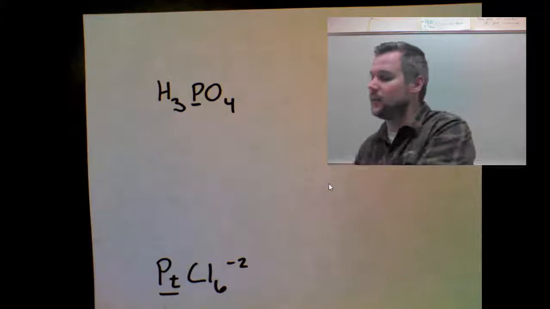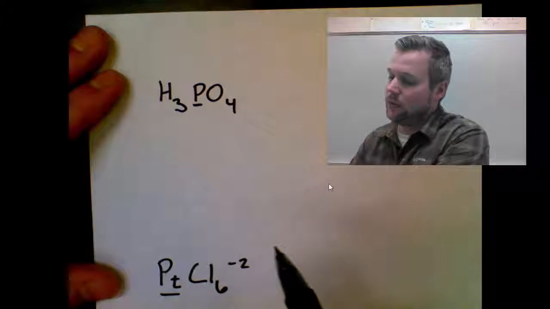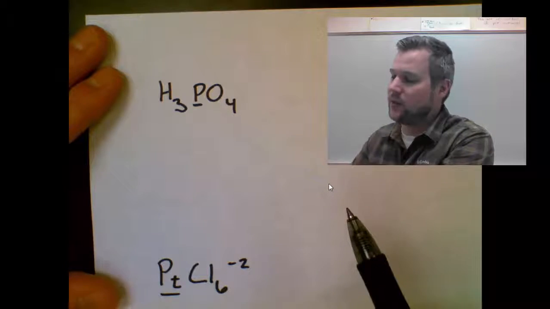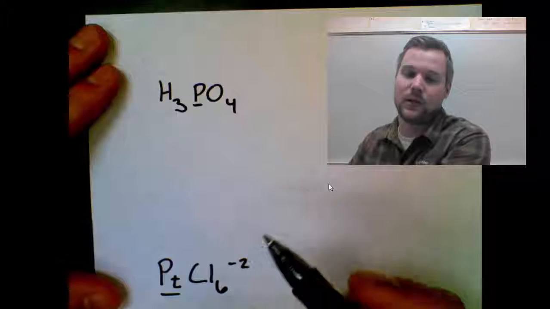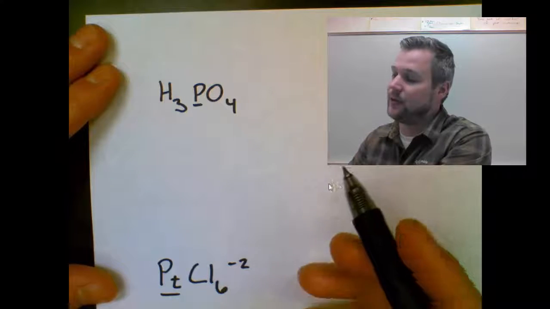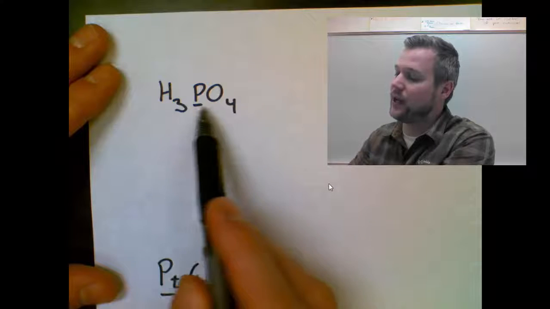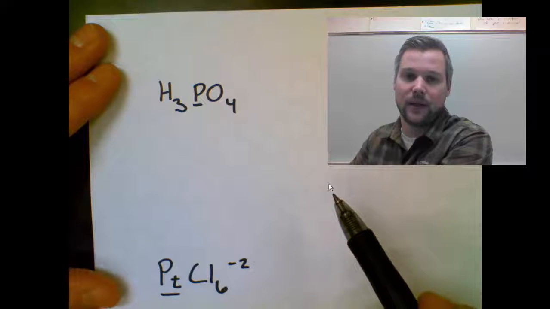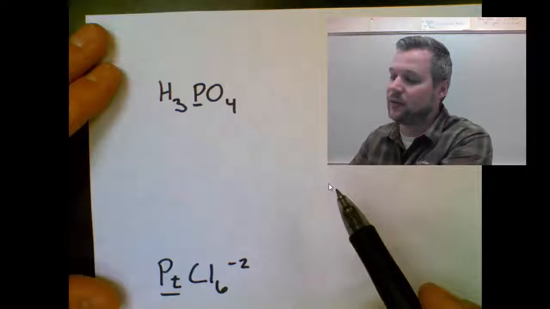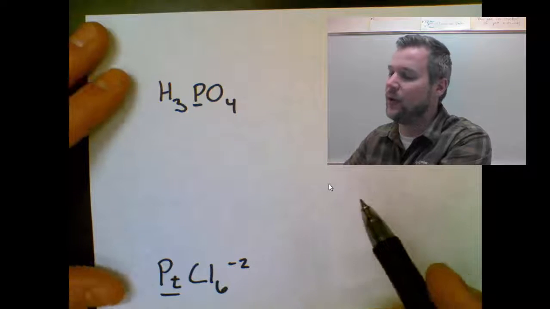The P in phosphoric acid. So you can solve this in one of two ways. We know that this is a compound and the whole thing needs to equal 0, or you can see that there's an anion here that you should be familiar with, the polyatomic anion phosphate, which is equal to -3. So you could solve it in either way.